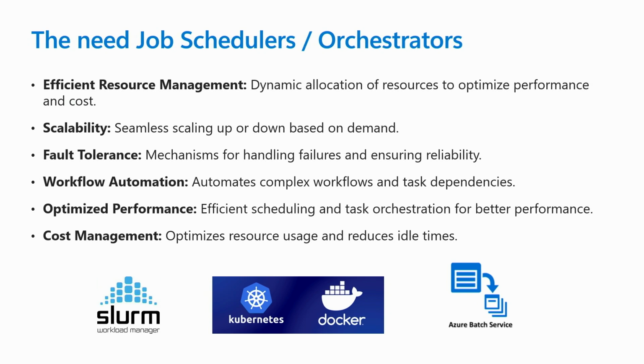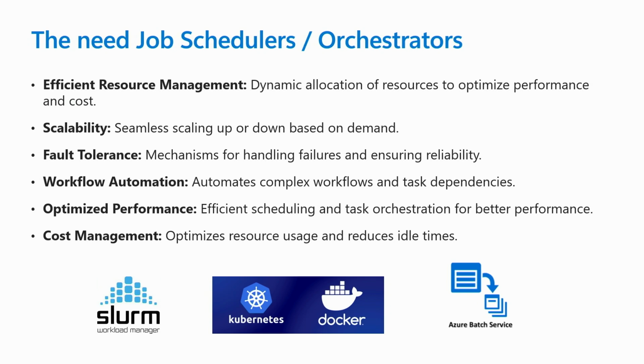Fault tolerance, so making sure that there are ways to handle failures and ensuring reliability is also important. So we do something called over-provisioning, which means you have a set of backup nodes that are always available in case something does fail. You're able to dynamically access those nodes as well. As well as automating the complex workflows, which is what I just spoke about with job schedulers, making sure that the tasks and jobs are all sent accordingly, and they run when they're supposed to run.